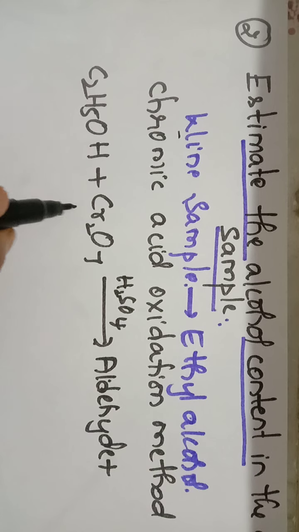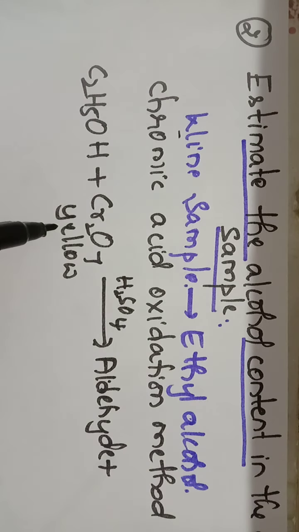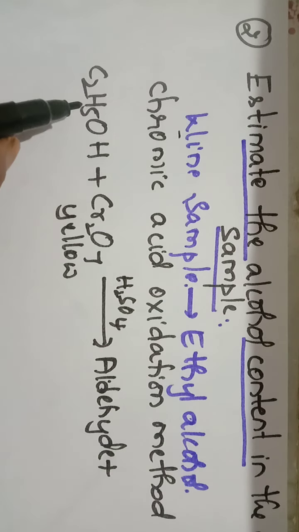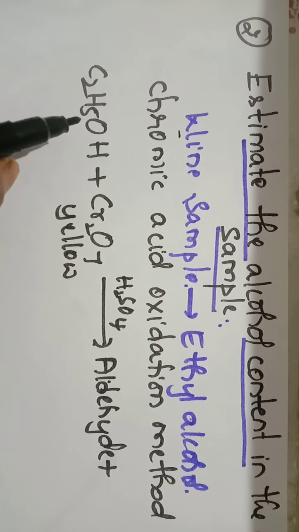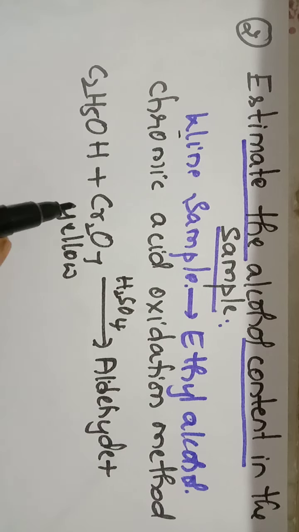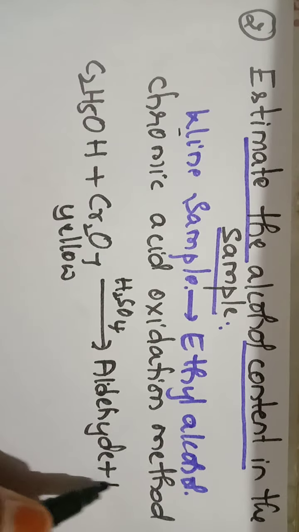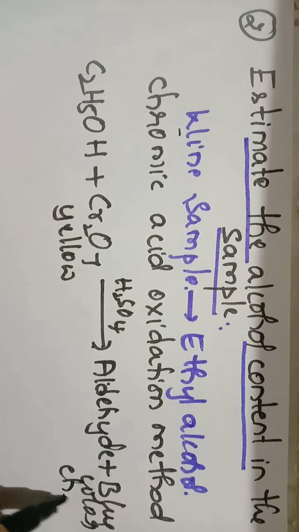Earlier, the chromic acid will be yellow in color. Once it oxidizes the ethanol, you know that once one compound is oxidized, another will be reduced. What happens in this reaction? Ethyl alcohol is getting oxidized to aldehyde, whereas the chromic acid is reduced to form blue color chromate ions.